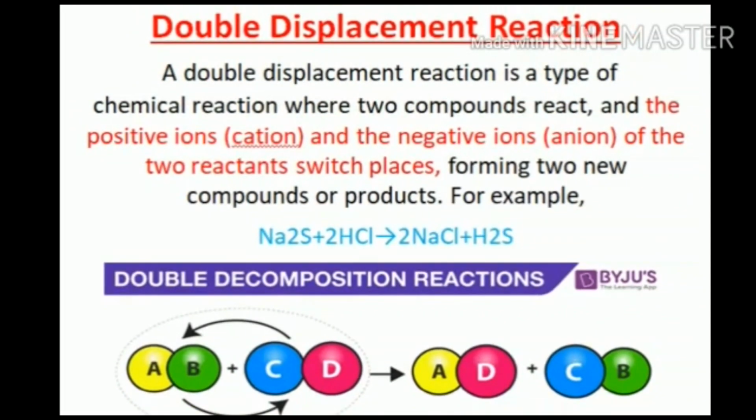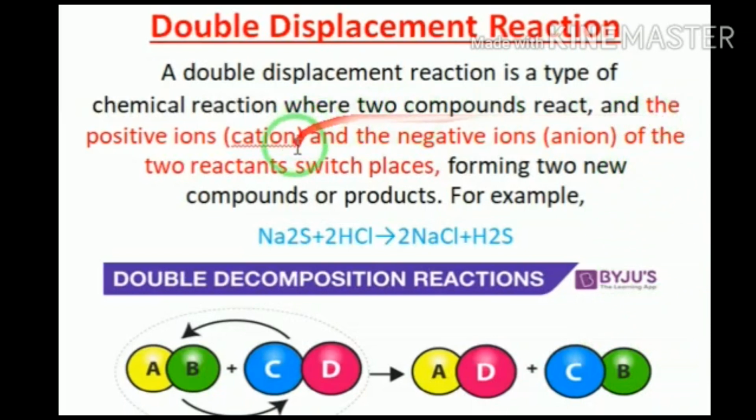So as it was single displacement, similarly we have double displacement reaction. मतलब double displaced हो रहा है, two elements or two compounds are getting displaced. Let's have an example. So we say over here the positive ion or the cation and the negative ion or anion of the two reactant. You can see the word two reactant switches place. दो reactant, यहाँ पे दो reactant का molecule अपने जगह एक जगह से दूसरे जगह switch कर रहा है.